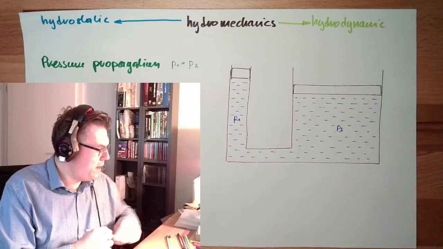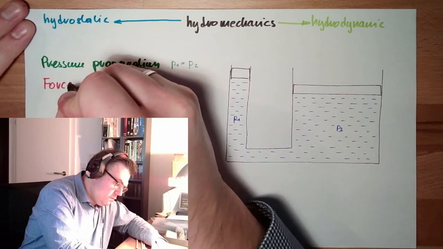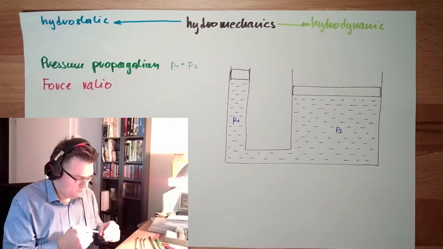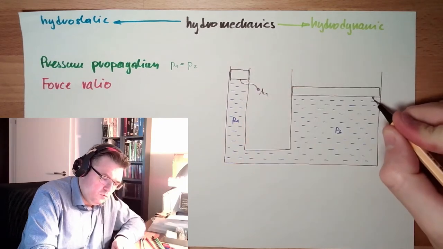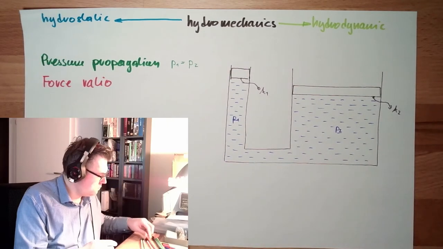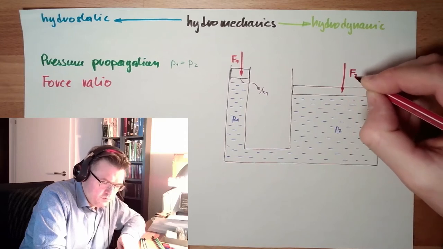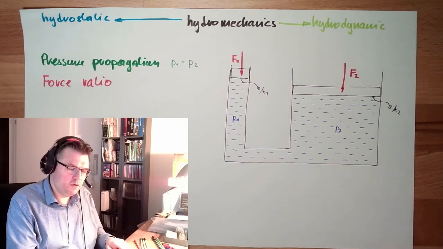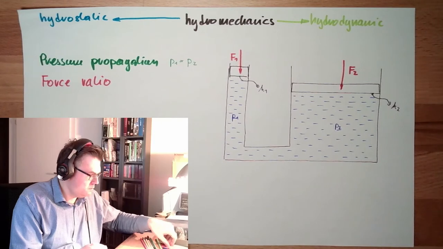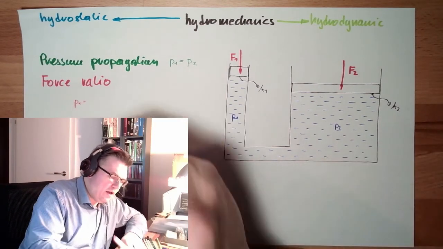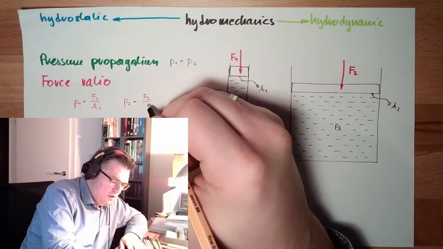Second base law, or second thing we have to take into account, is the force ratio, Kraftübersetzung in German. Let's say we have here piston 1, there is an area A1. Piston 2 has the area A2. There's a force F1, not the pressure. There's the force F2. What is pressure? Pressure is force divided by area, Newton per square meter. This means pressure 1 is F1 divided by A1, and pressure 2 is F2 divided by A2.